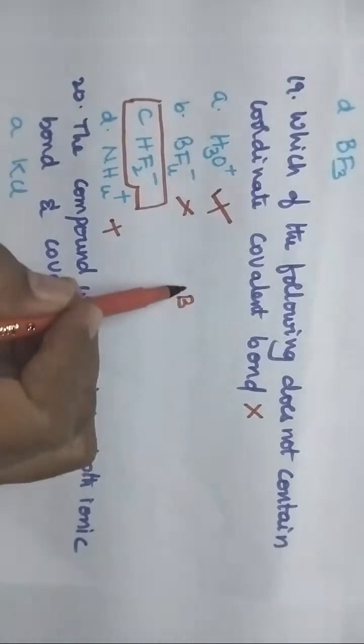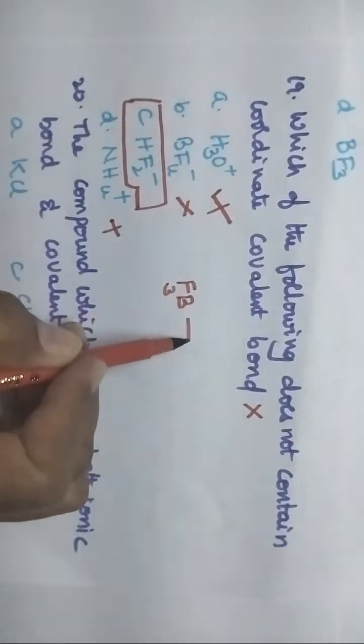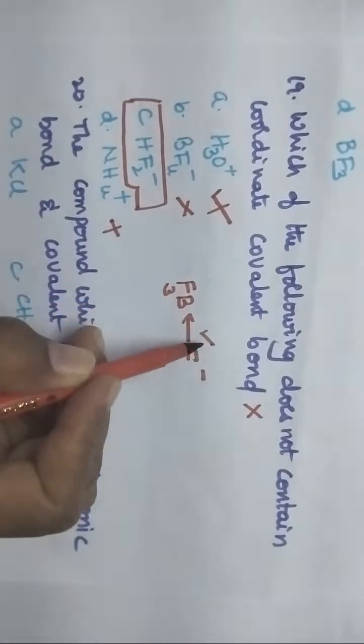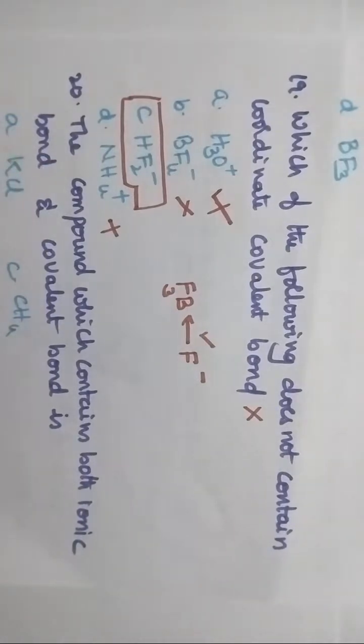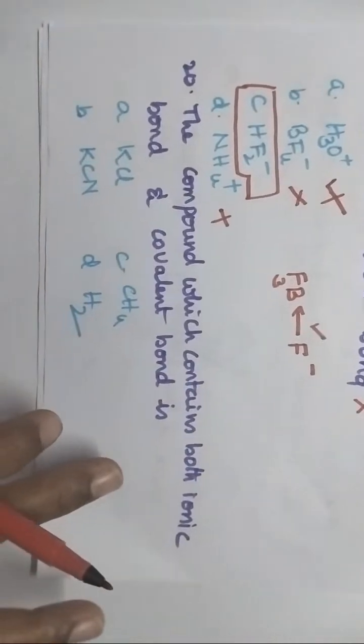Coming to option B, BF3 with F minus, a coordinate covalent bond is present. So in HF2 minus, no coordinate covalent bond is present. So option C is the right answer. Clear? Let us move on to the 20th question.